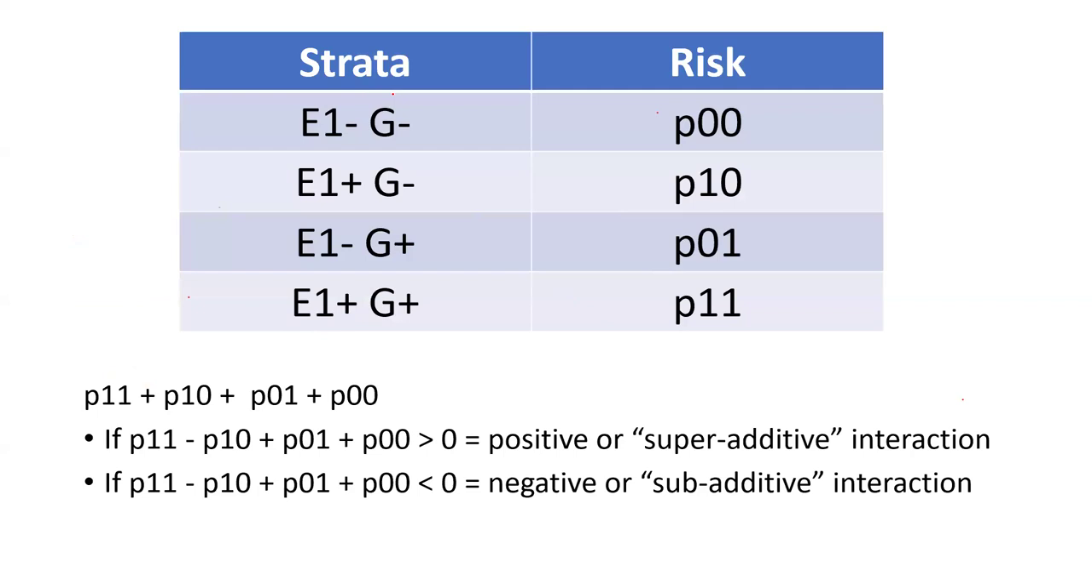Now, these are the different strata which we have already seen. That is the two exposures, present and absent, and this is the risk in each of these four groups. Now, for additive interaction, what you do is you take the risk in the group where both the exposures are present, and you subtract all the other risks from this risk.